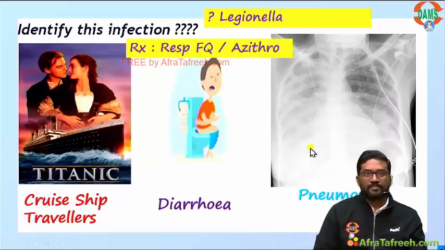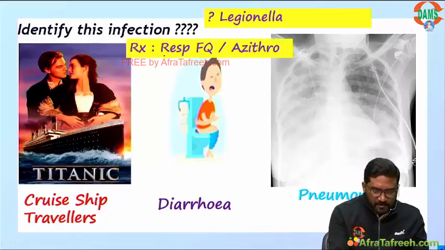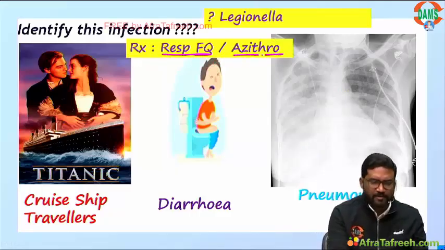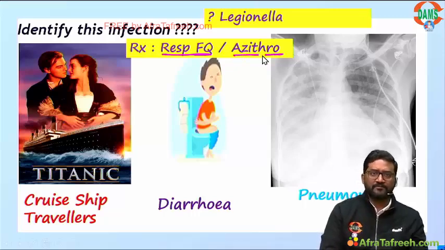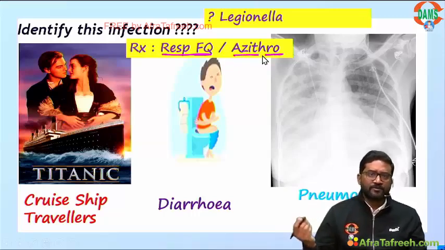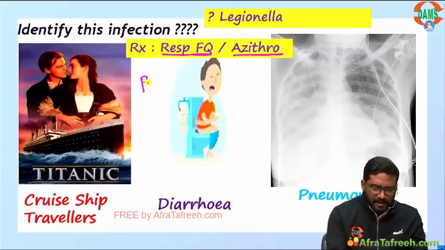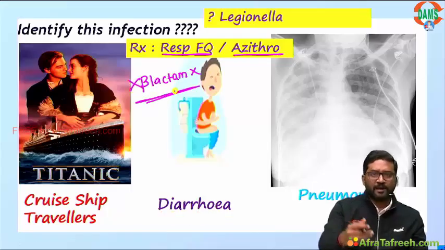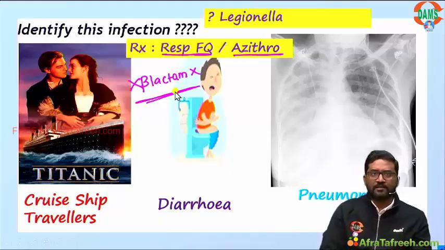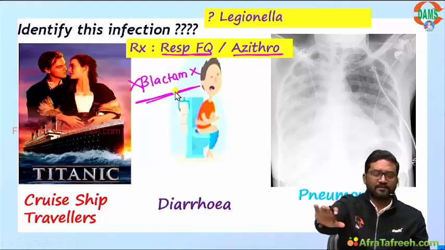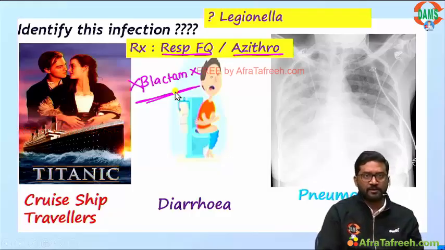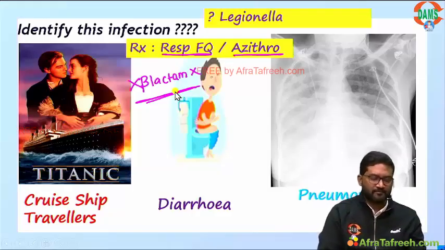So what will be the treatment? Best will be a respiratory fluoroquinolone. You can also give azithromycin, or you can also give tetracycline. But here beta-lactams, for some unknown reason, will not work. Beta-lactams such as amoxiclav, ceftriaxone. Somebody is asking names of beta-lactams. So the important drug will be fluoroquinolone.